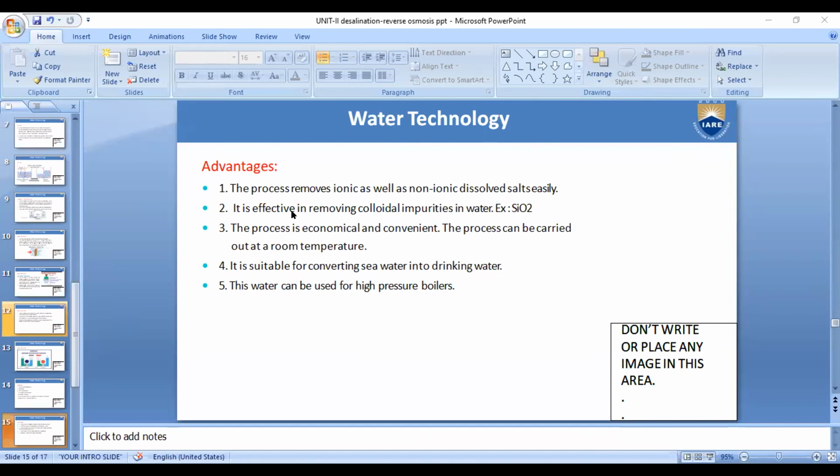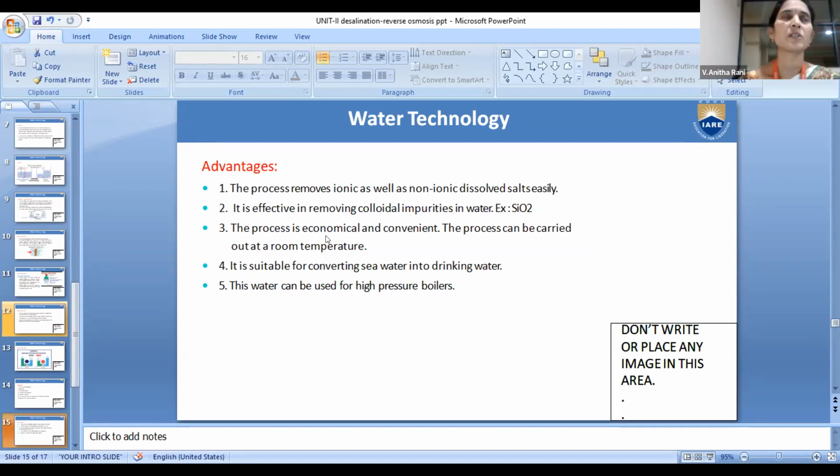Tell me the advantages. By this method, reverse osmosis method, what are the advantages? It removes ionic and non-ionic salts. Whatever the ionic, non-ionic salts, we can remove. Next, it is carried out at room temperature. Then it is economical and convenient.